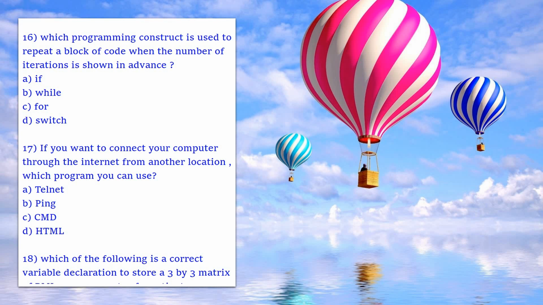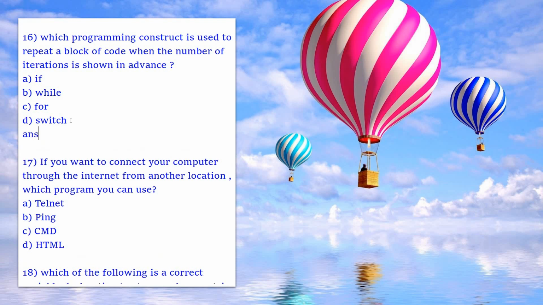Repeat a block of code when the number of iterations is known in advance. So if you already know the number of iterations to be performed, you can easily say you're going to use the while loop. So therefore the correct answer for this is B, that is the while loop.